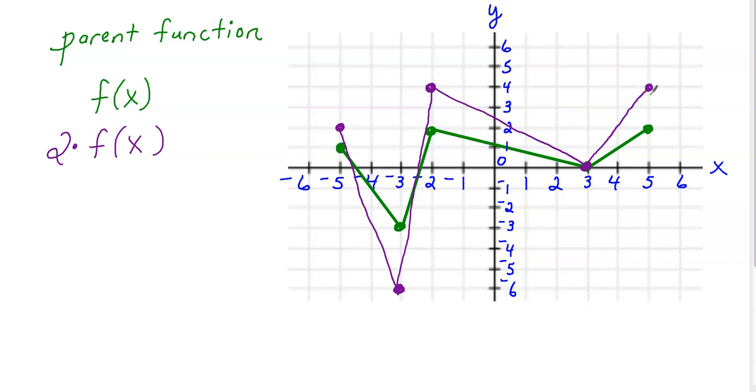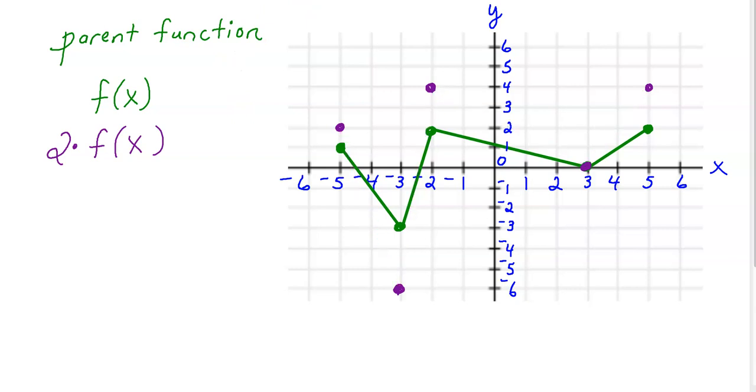It appears skinnier. So let's make sure we're clear on this. f of x represents the green graph. And when I multiply the f of x times 2, it vertically stretches it by a factor of 2, which is the purple graph right here. So I hope you're clear on that. Let's do a couple more examples.